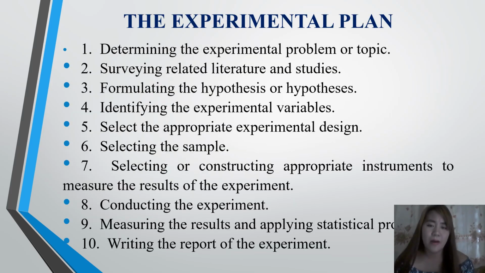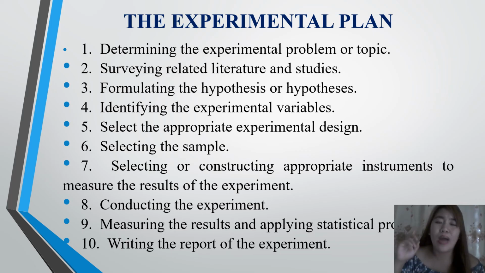Next, last topic is all about experimental plan. So, experimental plan number 1, in your planning, of course, you need to determine first the experimental problem or topic. So, you need to identify the idea. You need to identify the topic or the research problem. Ano ba yung research problem na kailangan mong i-address? Okay? After that, number 2, surveying related literature and studies.